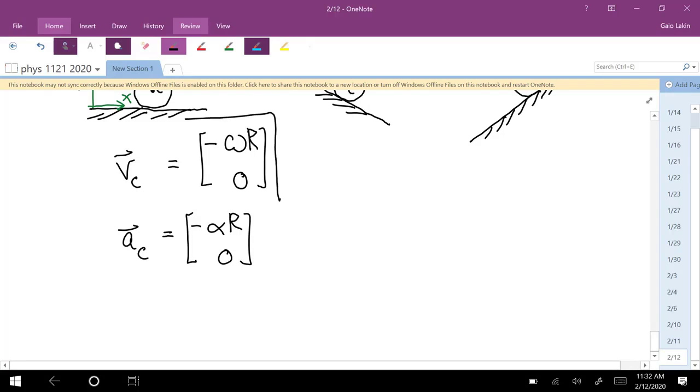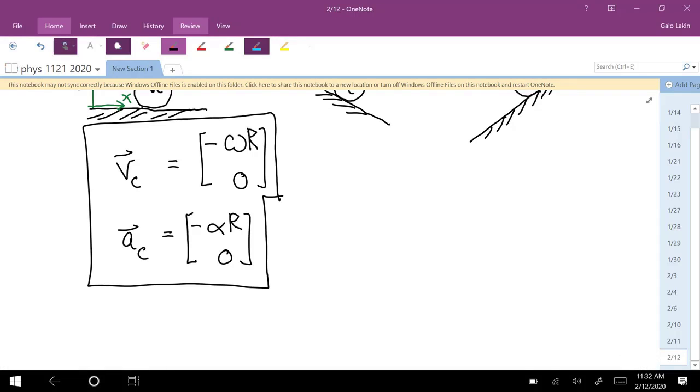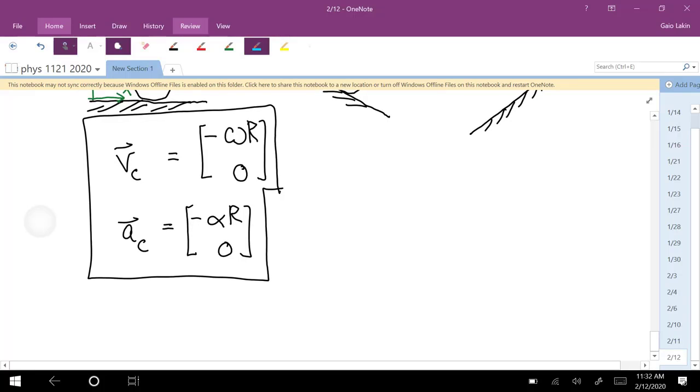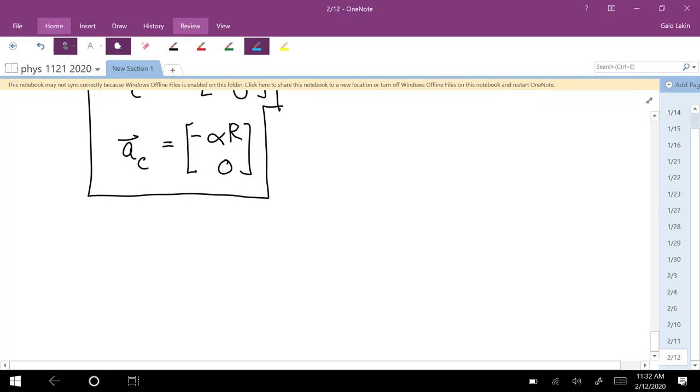So any rolling without slipping problem, you're going to use these equations. And those are derivable using the relative motion equations. I'm not going to go into the derivation, but I'm going to show how to use it with relative motion. Question? Okay.